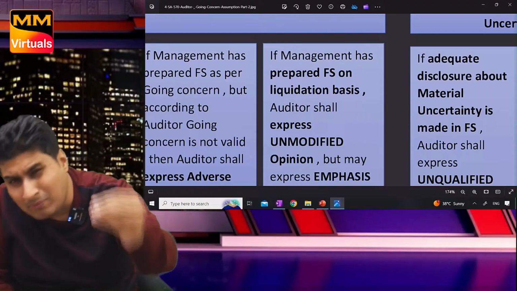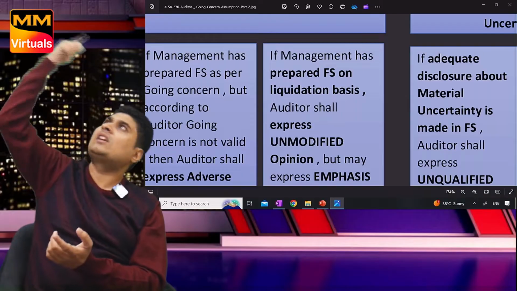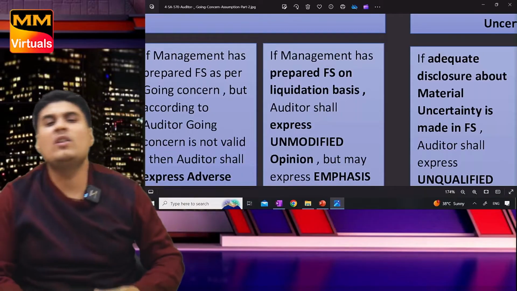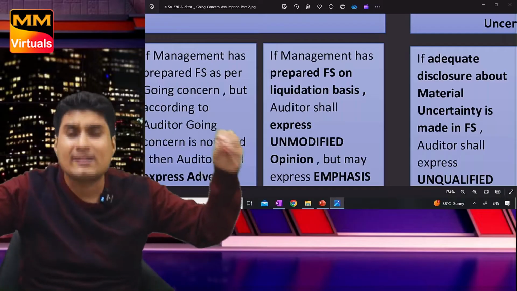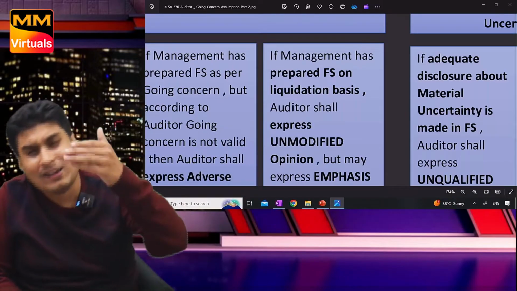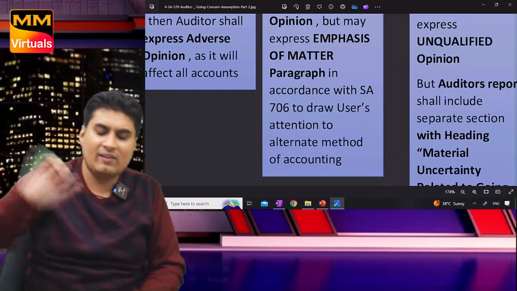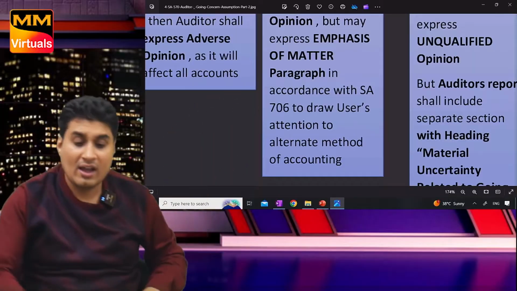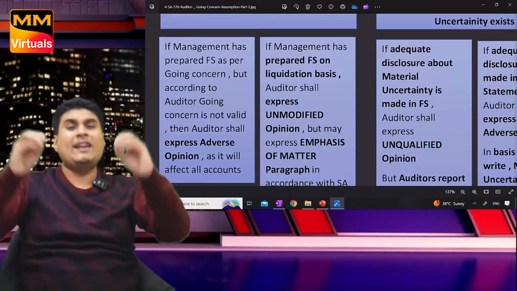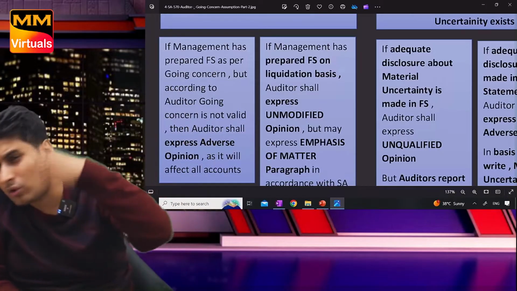We will give an unmodified opinion, but in the emphasis of matter paragraph, which will come in the next chapter, we will write that we have followed an alternate method of accounting. Usually financial statements are valued at cost, but we have valued them at NRV. Now suppose management has said we will not change the financial statements. We will still show them at cost only.